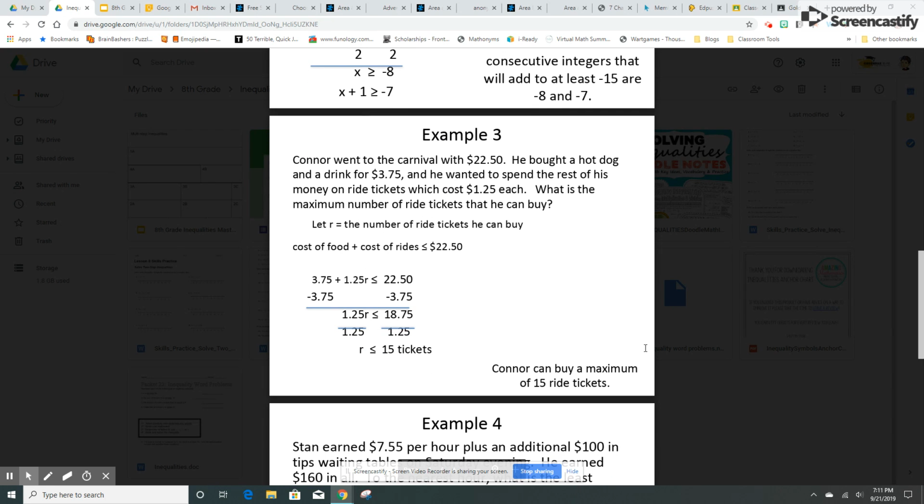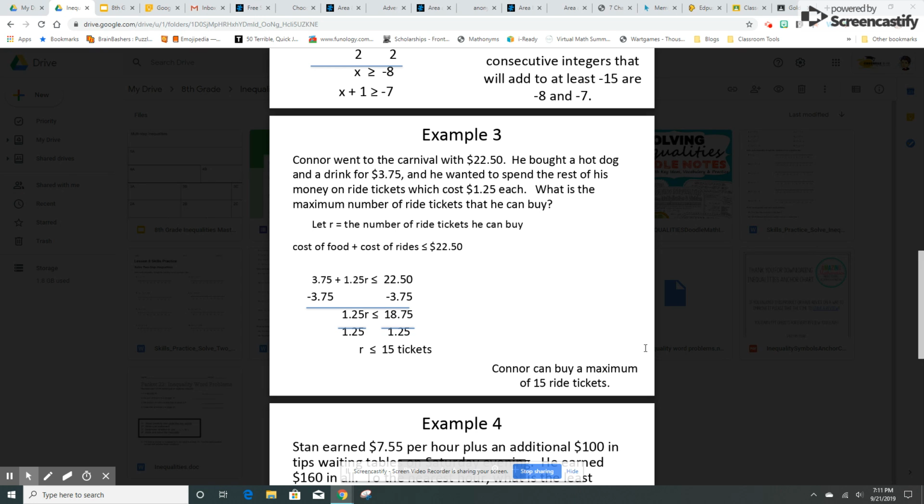Example 3. Connor went to the carnival with $22.50. He bought a hot dog and a drink for $3.75. He wanted to spend the rest of his money on ride tickets, which cost $1.25 each. What is the maximum number of ride tickets he can buy?